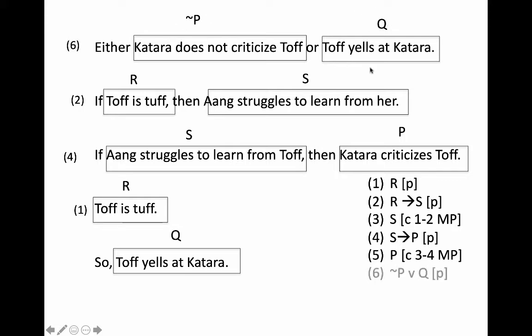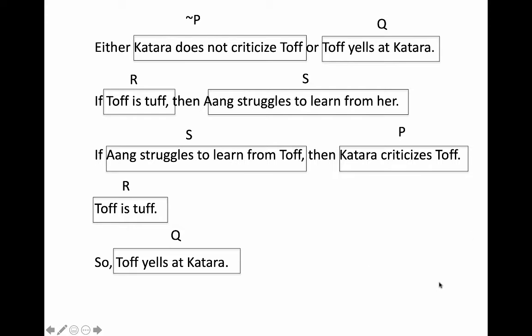So I can now use this one, not P or Q, plus P. The P crosses out the not P, so it leaves me with the Q, and I get conclusion Q, which is what I was after. So this argument is valid. I've used modus ponens twice and disjunctive syllogism once. I could have done it in a different order, of course.